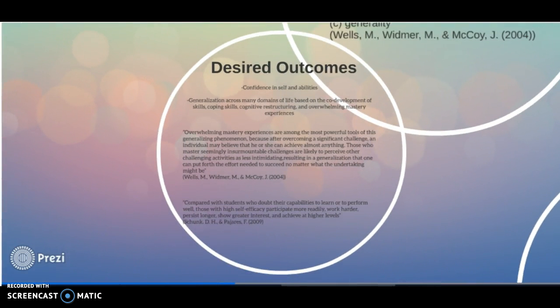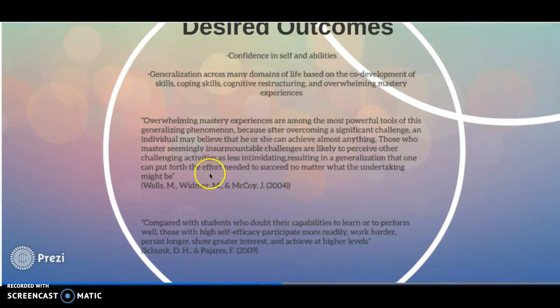Desired outcomes. So the biggest outcome for increasing your self-efficacy would be confidence in yourself and in your abilities. So we mentioned generalization, and so generalizing across many domains of your life is based on the co-development of skills, coping skills, cognitive restructuring, and overwhelming mastery experiences. So the next 2 things are just quotes that we really liked that talked about your outcomes.